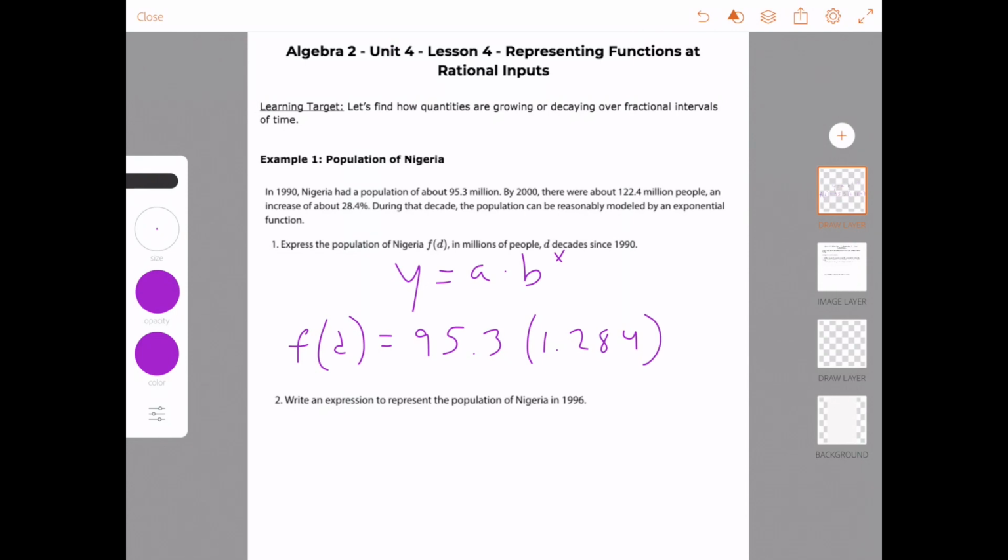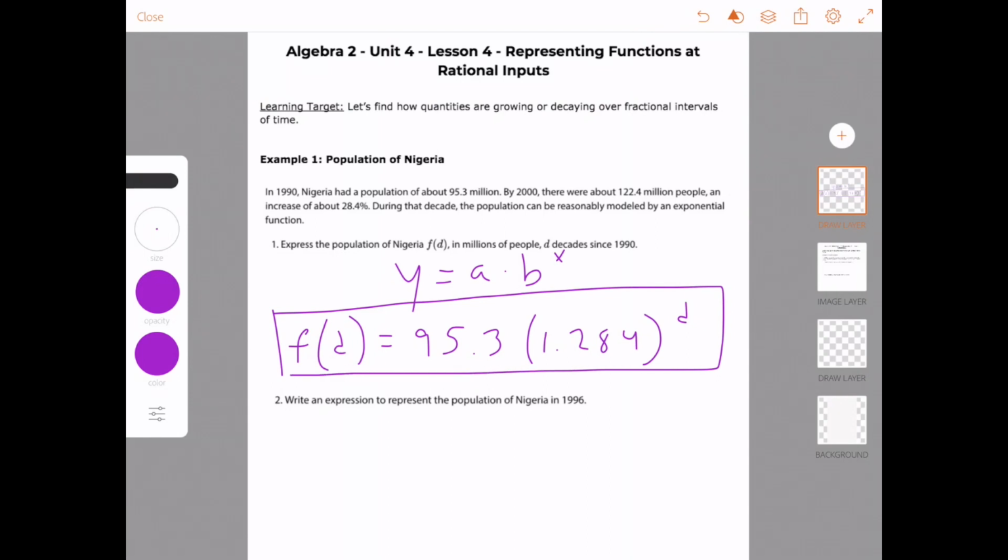Now remember, with exponential growth, we add that 1 in front of the percentage because we want to take into account the initial population, right? So that 1 will multiply this number by 95.3 million and then also by that percentage increase. And then we just raise that to the power of d, which stands for number of decades.